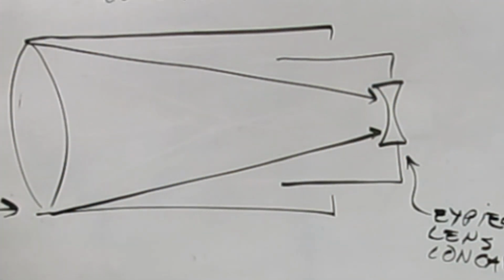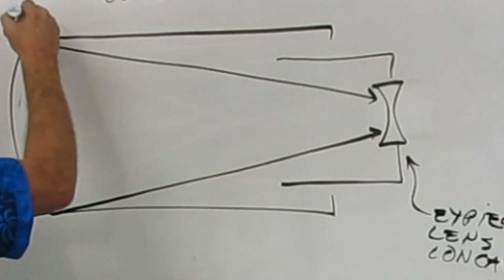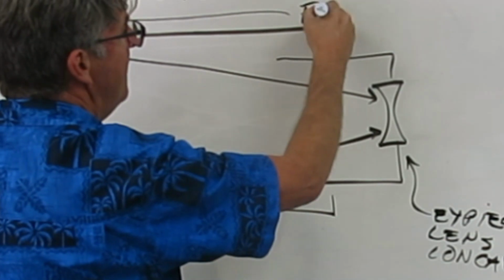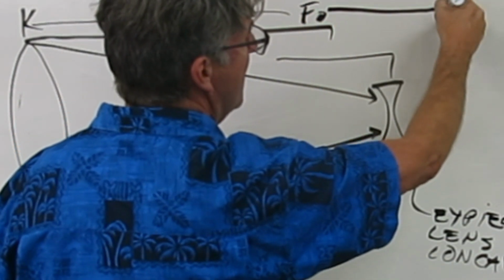So notice how we don't have a focus. Our focal length is probably about there. Let's draw that on there. FO for objective. And we'll just say that's about there.